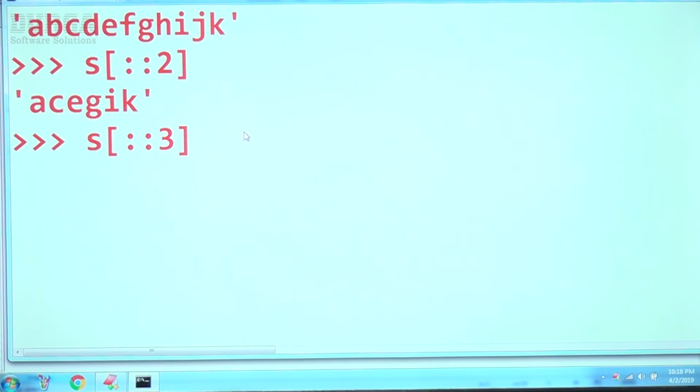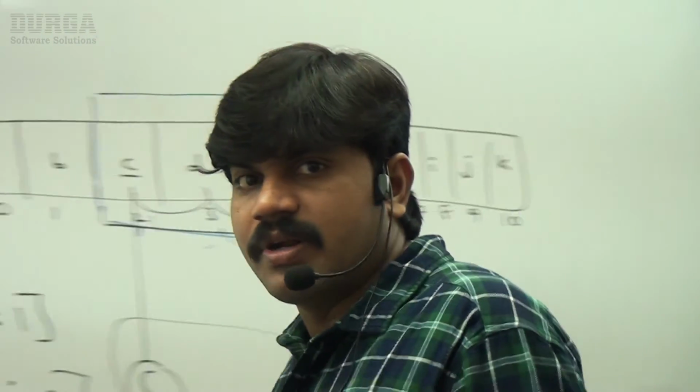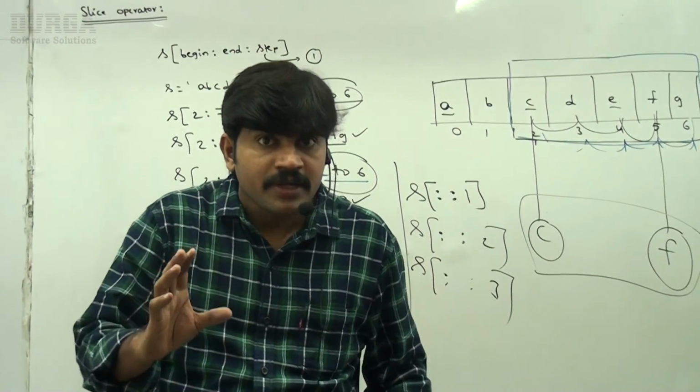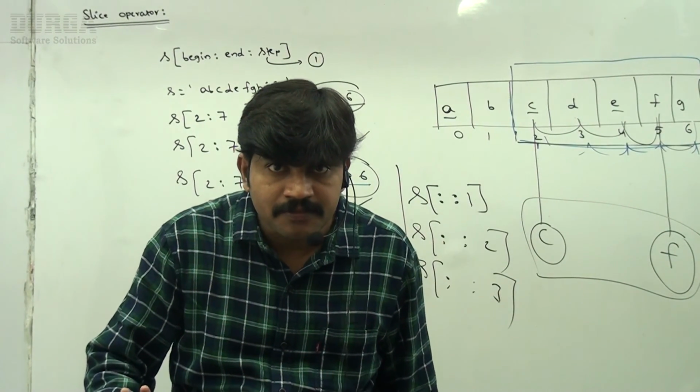Next, S of colon 3. Okay, colon 3 means every third character we have to get. Sir, A, next the third character means D, next character means G, next character means J. A, D, G, J, like we have to get, sir. That's all. So I hope you are in the position to understand the meaning of step value, begin attribute, end attribute. Clear up to this? Any doubt?